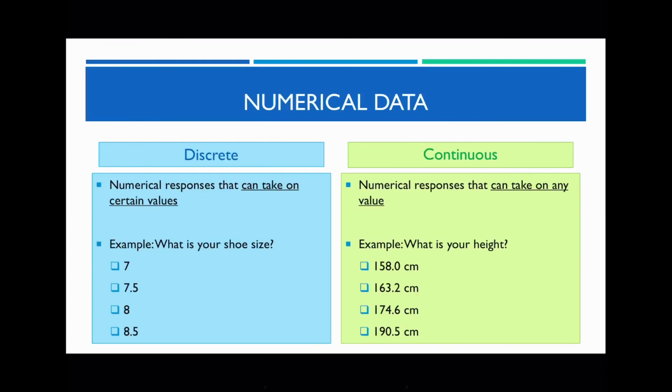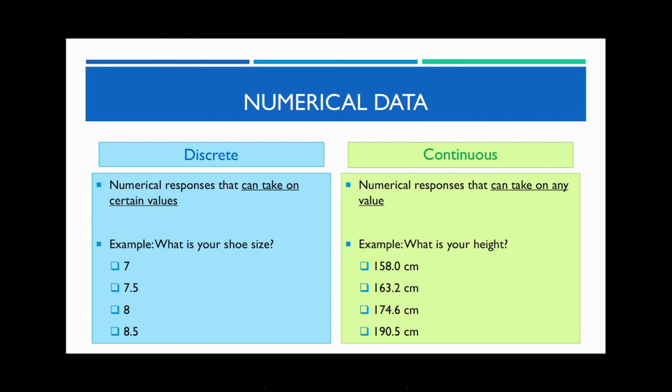In contrast, numerical data, we said, can be separated into discrete or continuous. Discrete data is numerical responses that can take on certain values. There are fixed values, and you can only choose that value or another value; there isn't any other value in between. For instance, what is your shoe size? You could answer 7, 7.5, 8, 8.5, 9, and the list keeps going. You really can't say that your shoe size is 7.2 or 7.1. Because they can only take on these fixed values, this is an example of discrete data.